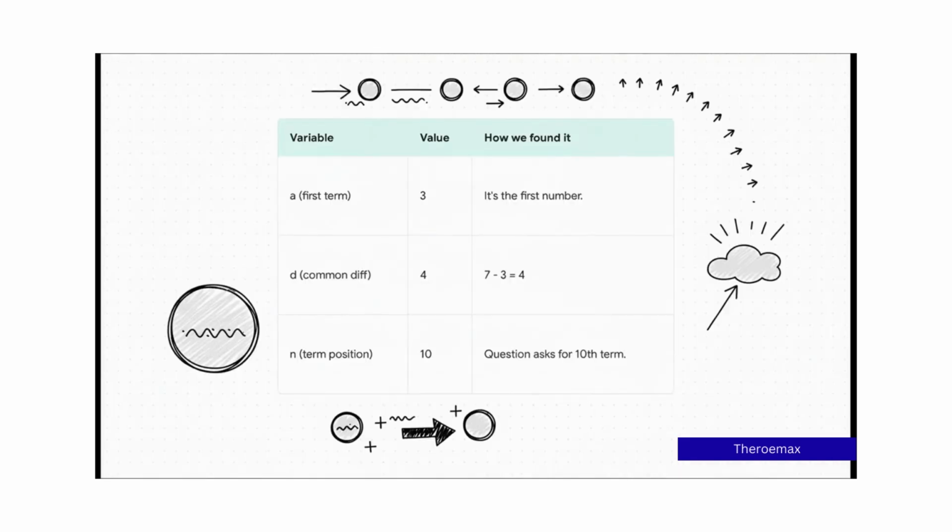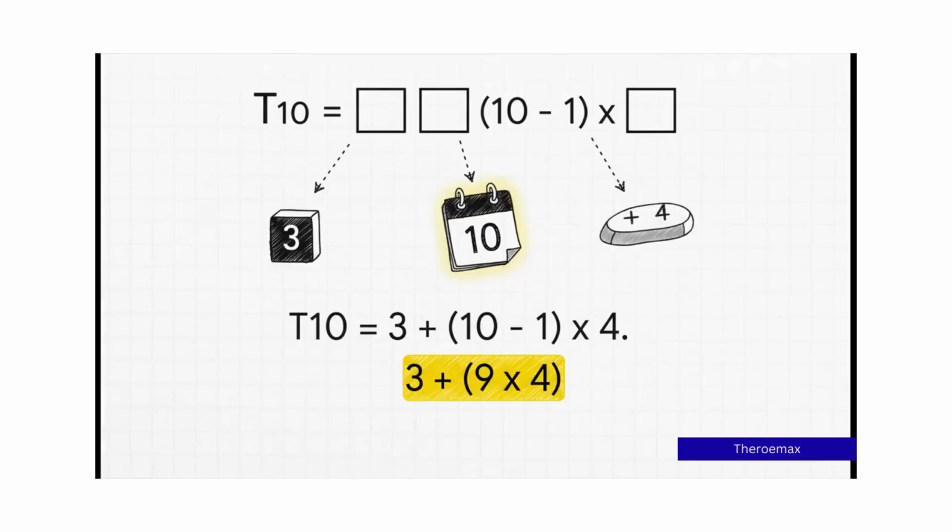Okay, first things first, let's identify our variables. Our A, the first term, well, that's easy, it's 3. Our D, the common difference, we just do 7 minus 3 and we get 4. And N, the term we're looking for, the question tells us it's the 10th term, so N is 10. See? Simple.